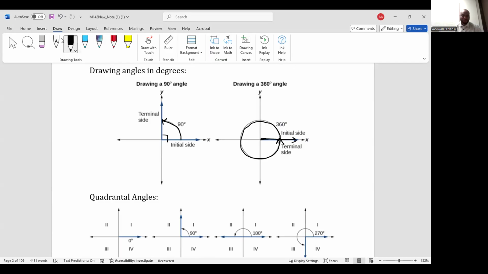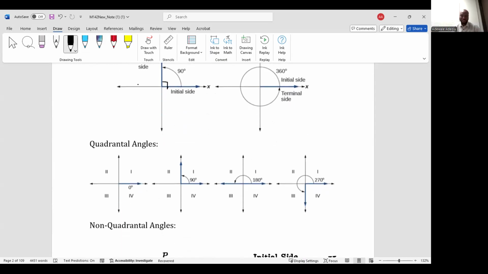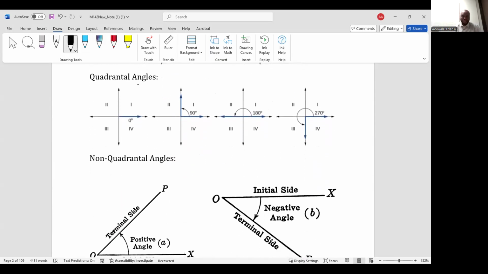Okay, now let us look at something much more interesting, the quadrant angle. That is, for 0 degrees, you can see the initial side is also the terminal side because it is 0 degrees, right? Nothing fancy here. 90 degrees is starting from here and ending here, and so on, 180, 270, which is 90, 90, 90, so making 270 degrees. The key point is starting on the initial side.